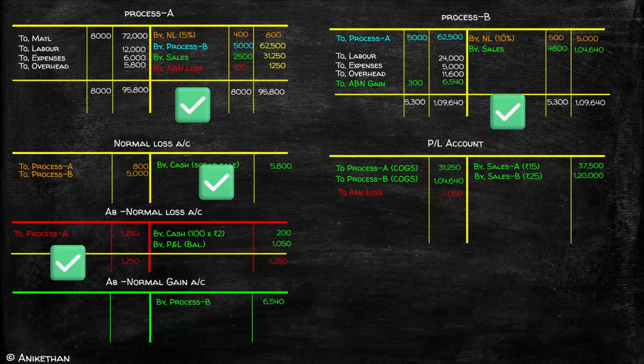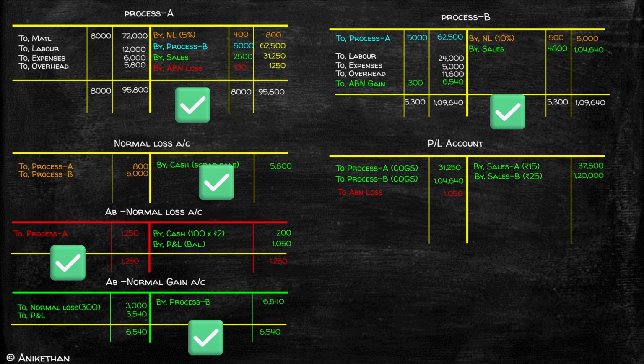Next is the abnormal gain account. In the abnormal gain, typically there are losses. Whenever there is a gain, first we recover the normal loss from that. So 300 units I will recover at what? At 10 rupees per unit. So 3,000 I have recovered and the balance will go to P&L. Now the abnormal gain account is also tallied, and I have to post this matching entry to P&L by abnormal gain account 3,540. So all other accounts are tallied.